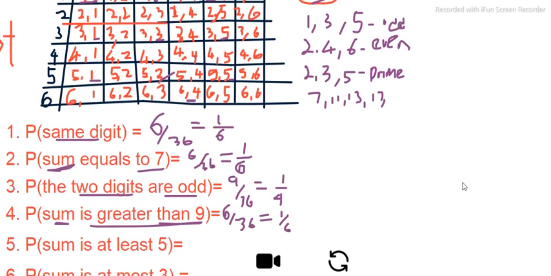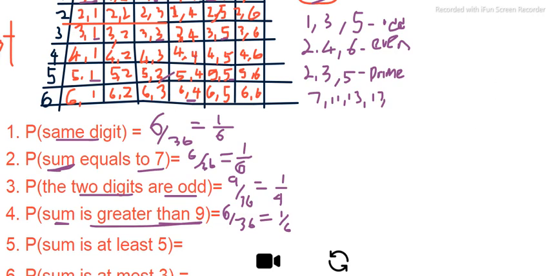Do you understand that? Now the next one is that the sum is at least 5. At least 5 means when you add up the digits, you must have a number that is equal to 5 or greater than 5. That is the meaning of at least 5. So when you add them together, you have 5, you have 6, you have 7, you have 8, you have 9. 5 and above. That is the meaning of at least 5.